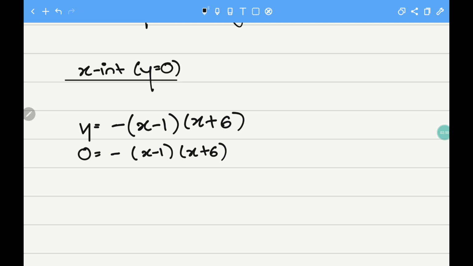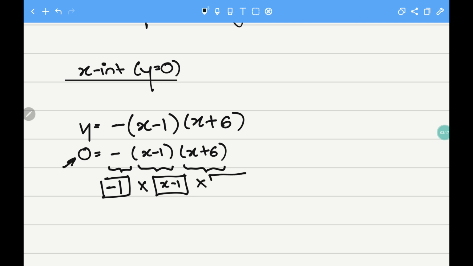I am using the equation given. y is substituted as 0. Now you notice that on the right hand side you have negative 1 here, you have x minus 1 and you have x plus 6. Now what does that mean? This negative sign is actually negative 1. So imagine this, you have negative 1 times another box of x minus 1 times another box of x plus 6, and it's equal to 0.